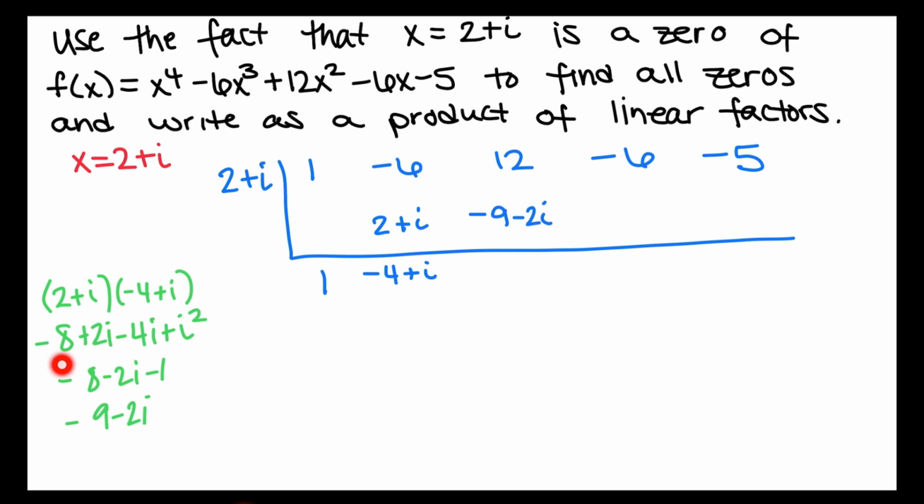2 times minus 4 is minus 8. Outer would be 2i. Inner, minus 4i. Last, plus i squared. 2i minus 4i is negative 2i. And this i squared turns into a negative 1. So finally, if I combine like terms, minus 8 plus minus 1 is minus 9. So we're left with minus 9 minus 2i. I'm going to write that down in my box.